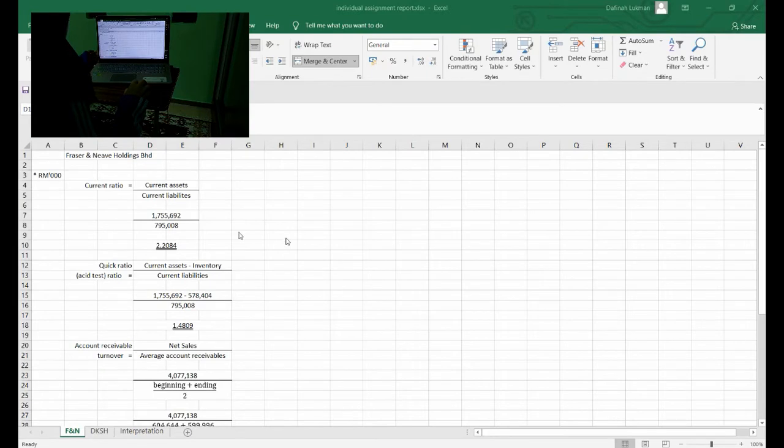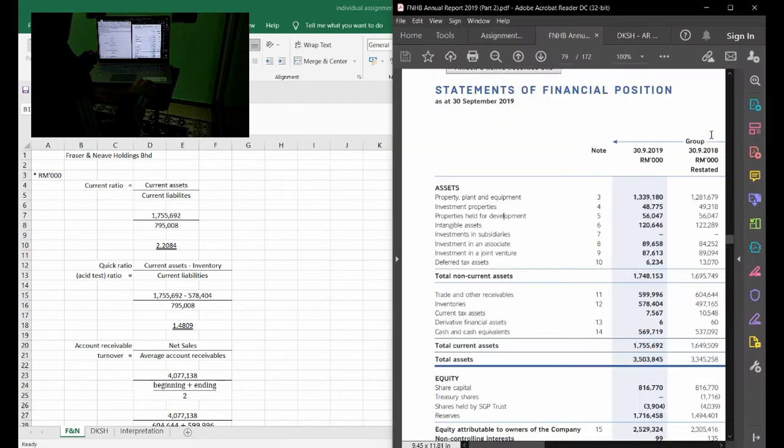Okay, firstly I will talk about Fraser and Neave Holdings Berhad. Below, all these calculations are done using RM1000. Firstly is the current ratio, where the formula is current assets divided by current liabilities. Okay, so this is the FNN's annual report.